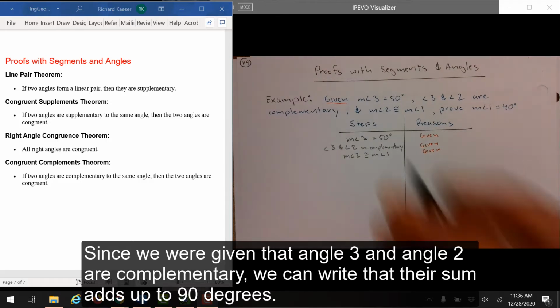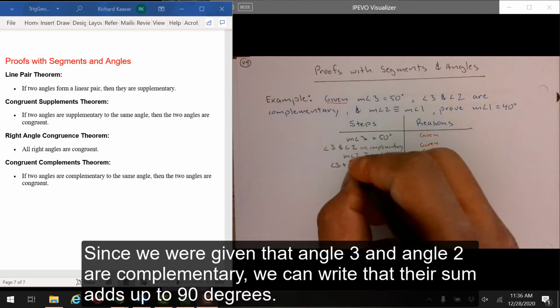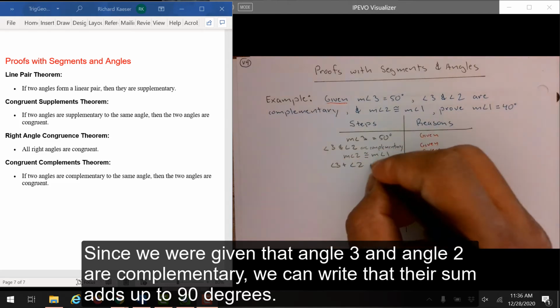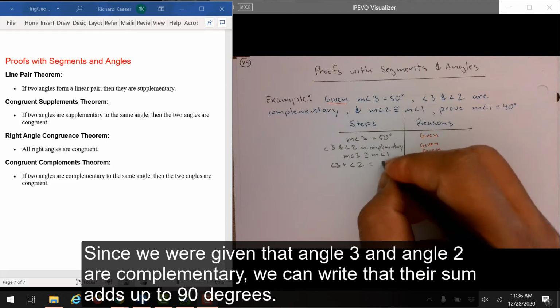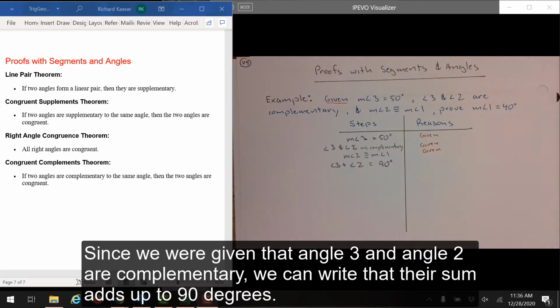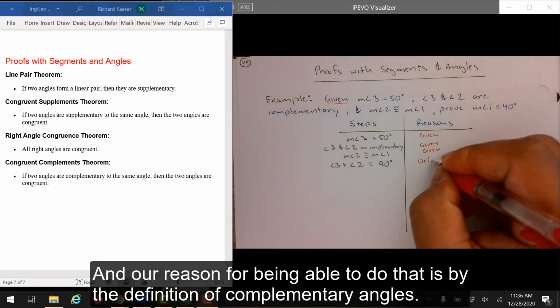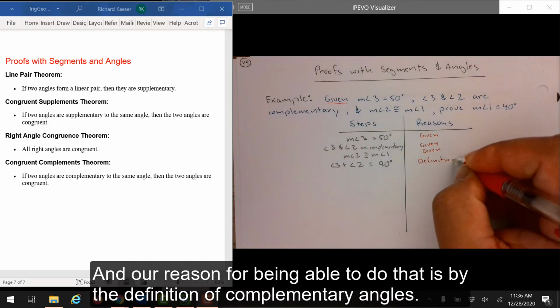Since we were given that angle 3 and angle 2 are complementary, we can write that their sum adds up to 90 degrees. And our reason for being able to do that is by the definition of complementary angles.